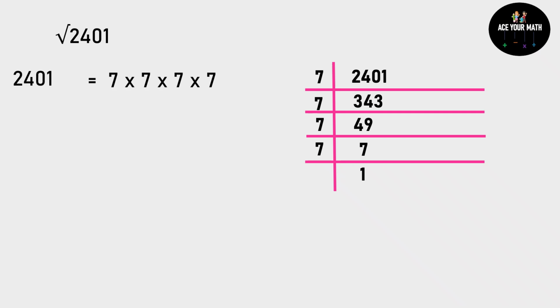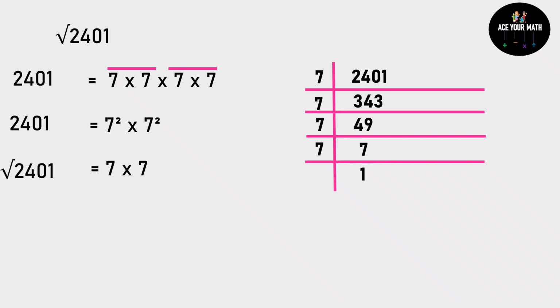Now the next step is you will start forming pairs of similar factors. So 7 and 7 form a pair, and the next 7 and 7 form another pair. So it can be written as 7 square times 7 square. Now you are looking for the square root. How do you find the square root? You will take each pair only once. So you will take one 7 and another 7. So you can write the square root of 2401 as 49.